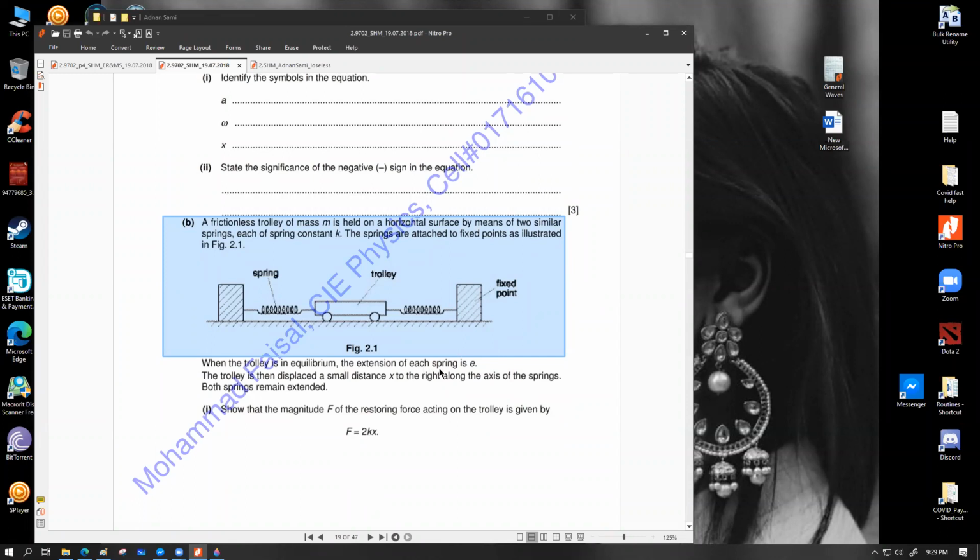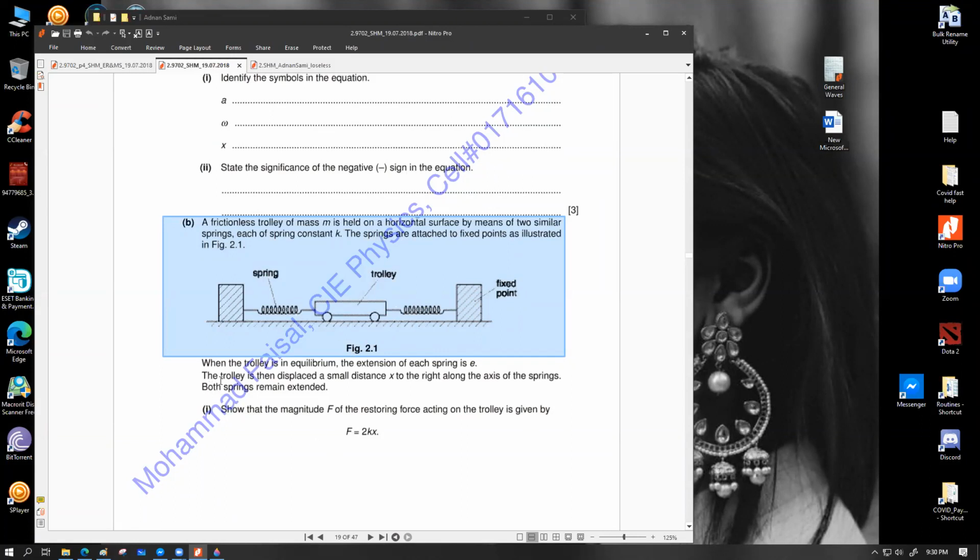Okay, so let's make sense of this part of the information first. We have a trolley, we have two identical springs of spring constant k, attached over here. Whenever the trolley is in equilibrium at the midpoint, the extension of each spring is e. So this is at an extension of e, and this is also at an extension of e, which means the trolley is experiencing a ke force to the right and also a ke force to the left. Hence the equilibrium. Hence it is stationary.